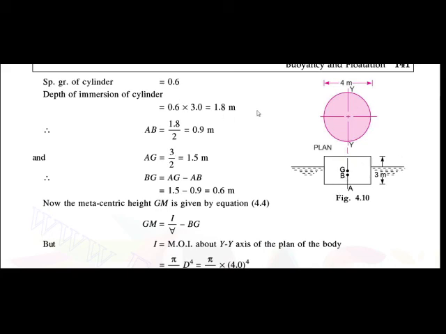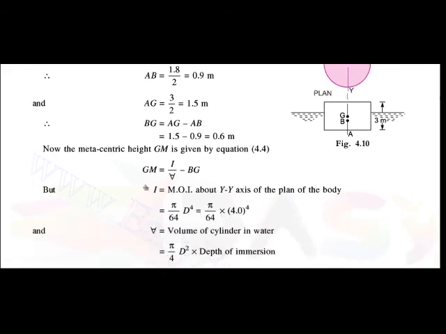Depth of immersion we have found out as 1.8. So distance AB is half of this depth of immersion of the cylinder, which is equal to 0.9 meter. So AB is 0.9 meter and AG is 1.5 meter. We can calculate the BG as AG minus AB, so it is equal to 0.6 meter. Now the metacentric height formula is I upon the volume of the body submerged in the water, minus BG.